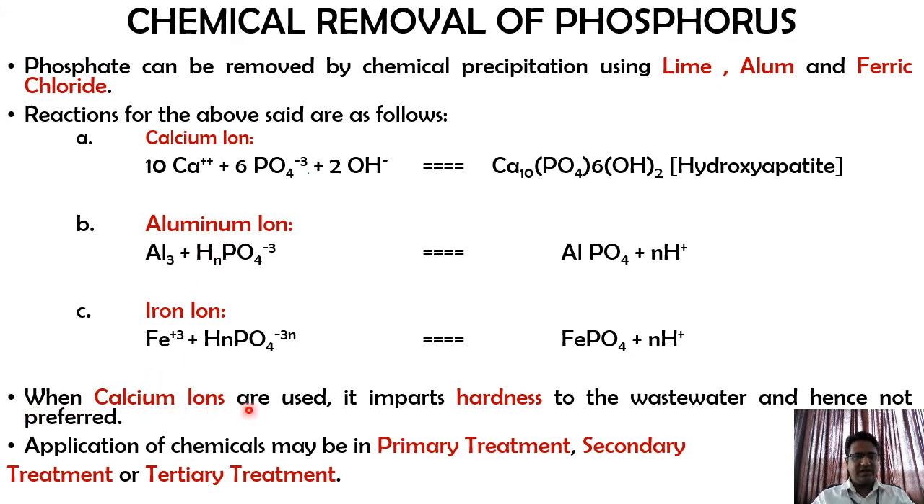When calcium ions are used, it imparts hardness to the wastewater and hence is not preferred. If you go for the calcium ion, calcium phosphate will be created, which is the source of hardness. That's why this is not preferred, whereas aluminium and iron can be used for the chemical removal of phosphorus. Now the last point: these chemicals may be applied in the primary treatment, secondary treatment, or tertiary treatment. That is, we can add these ions at any stage or phase of the treatment.